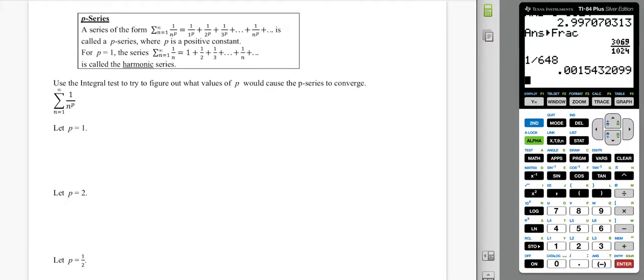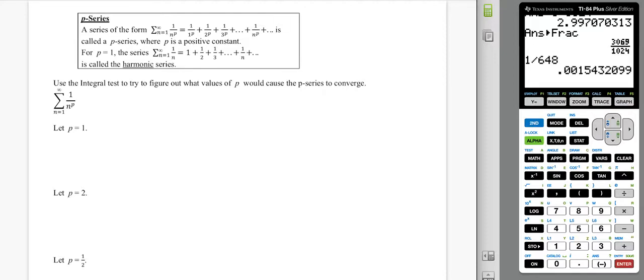We're going to talk about something called a p-series. P-series are in a particular form. If you look at what you see in the box there, but also the first set of examples, 1 over n to the p power is the form that a p-series would take. It's just a question of if it's going to converge or not.